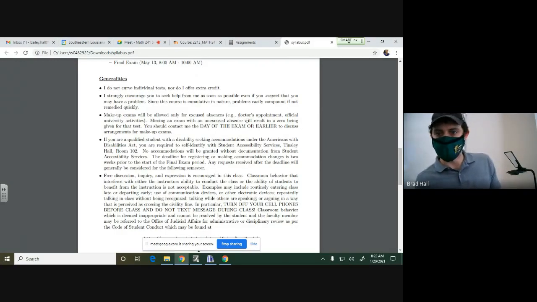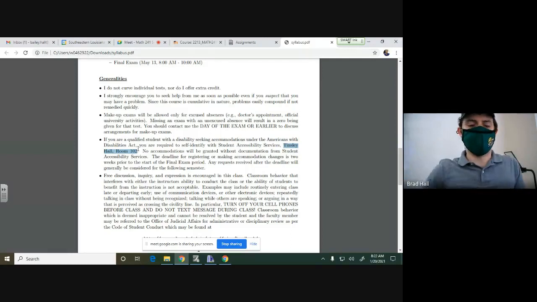Makeups, excused absences. If you need any accommodations, you have to get these accommodations approved through Student Accessibility Services. I think they changed the name of it. It's the department in Tinsley Hall, room 102. Tinsley is a little bit that way. And so, yeah, I can't provide any accommodations. Mainly time and a half is the most common one. So I can't provide accommodations without the accommodation office informing me of it.